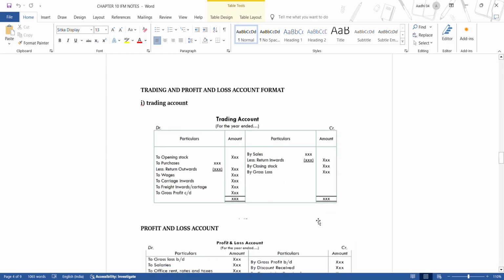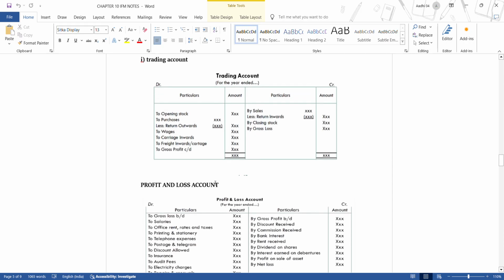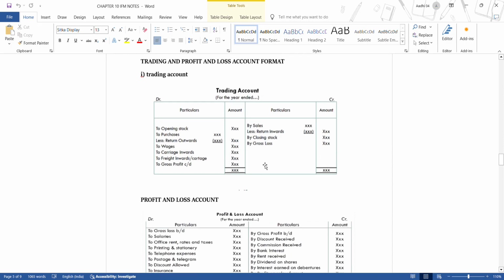Now the next topic is the trading and profit and loss account, which is normally one single account where first comes your trading account and the remainder is the profit and loss account. For your understanding, I have split it into two. Again, please don't worry, everything will be given to you, and all you have to do is take the necessary items and substitute them into the formula. Please understand which items fall where.